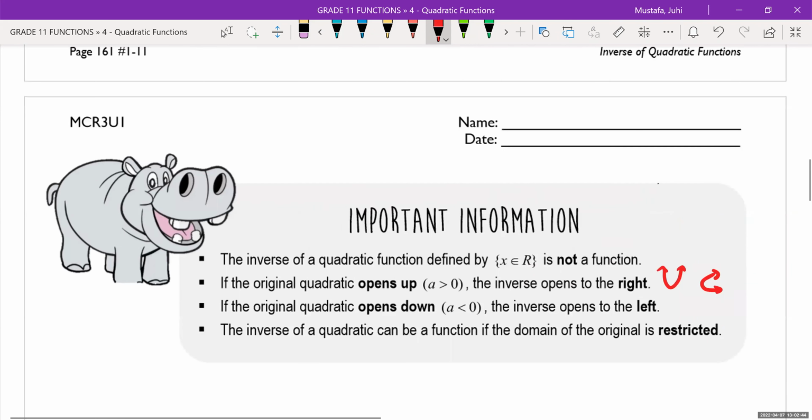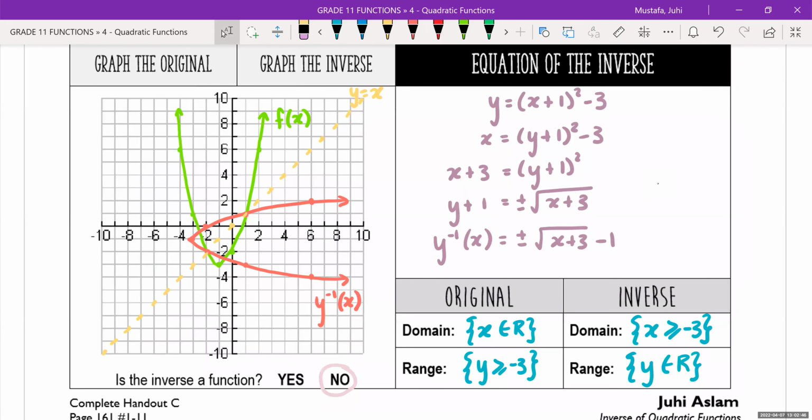So go back to example number 2. See how the original parabola opens upwards in this? The green parabola is opening up. What happens to the inverse? It opens to the right. And that's always a rule. You can always know that any parabola that opens up, the inverse is always going to open to the right.